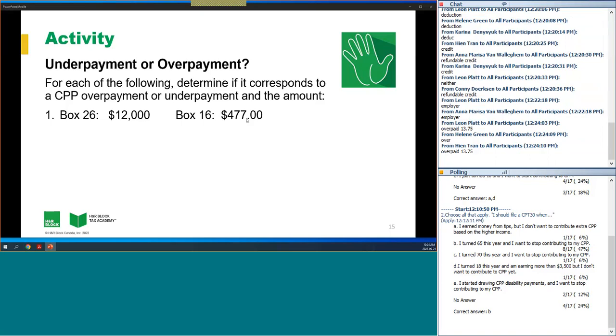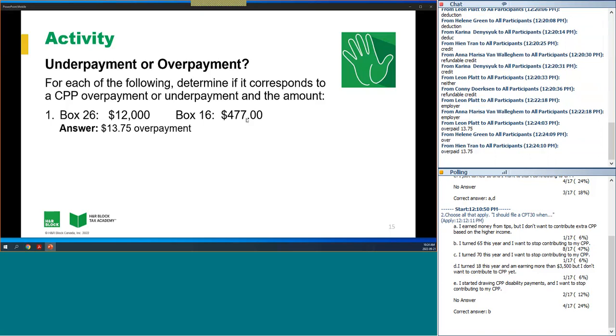All right, so I've got a whole bunch of people saying overpayment of $13.75. Very good. How do you get to that number? 12,000 minus 3,500 times 5.45% gives you a number. That is what you should have paid, and you paid $13.75 more.